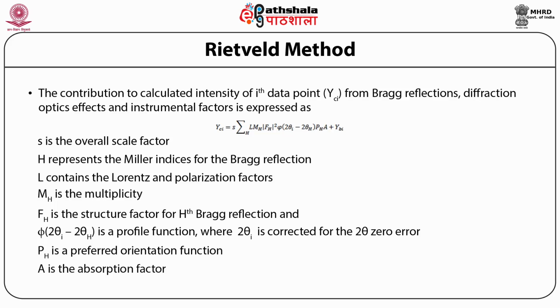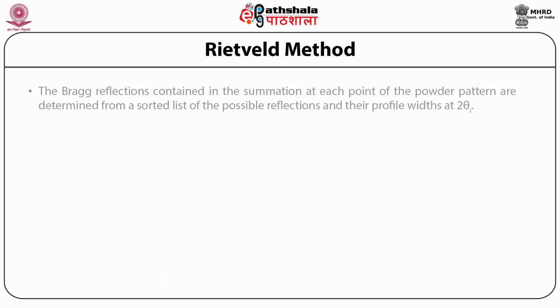The absorption factor is included as A, that depends on the thickness of the sample. It depends on the diffraction geometry, and it also depends on the actual weighted average linear absorption coefficient. YBI is a background value for the ith data point. Bragg reflections contained in this summation at each point of the powder pattern are determined from the sorted list of possible reflections and their profile width at 2 theta.